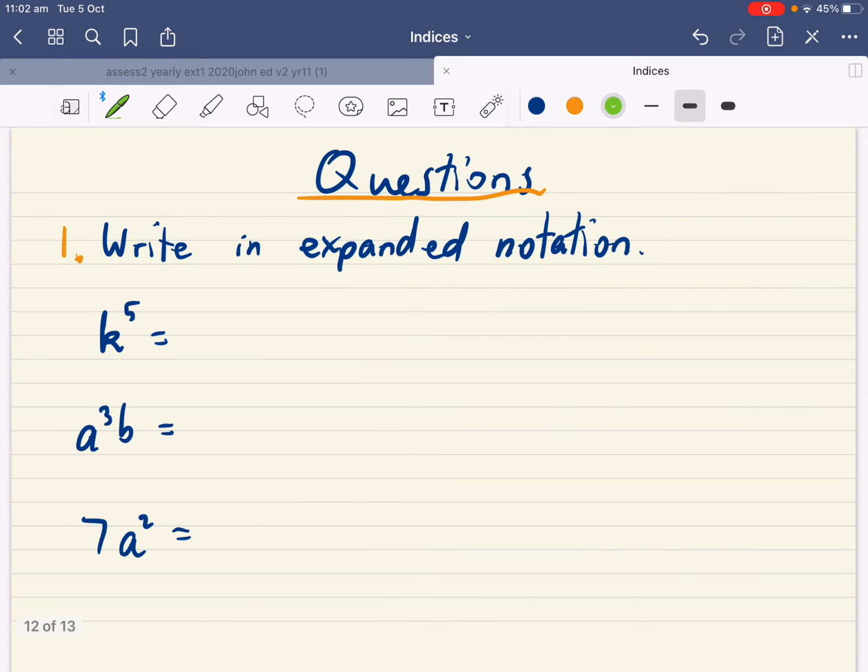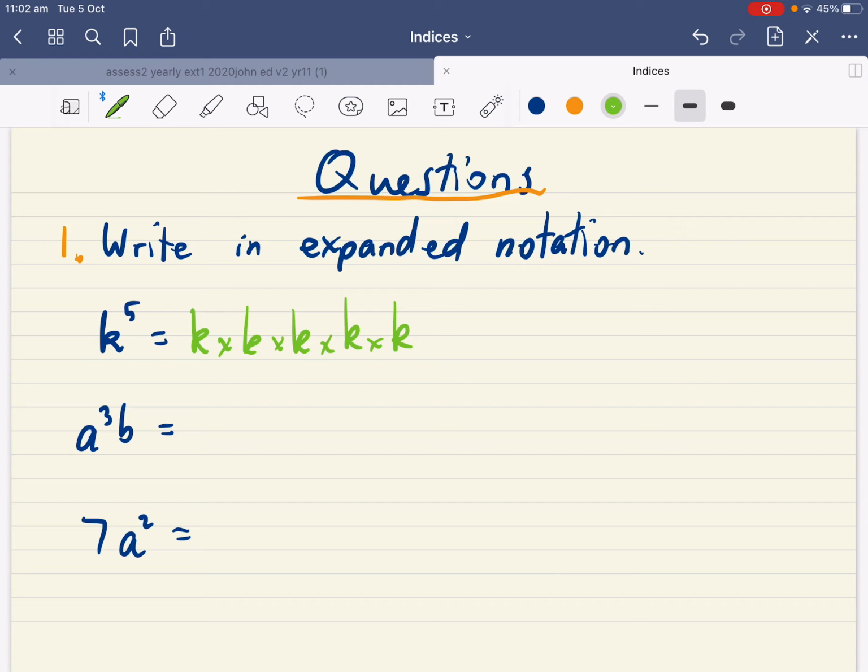Okay, so do you understand expanded notation? If so, you should have had for the first one, k times k times k times k times k. Apologies for putting the number 5 there. It was actually extremely painful and boring just writing k 5 times. But there it is. I guess I got through it. So that's the important thing.